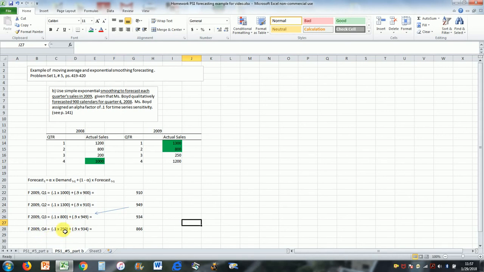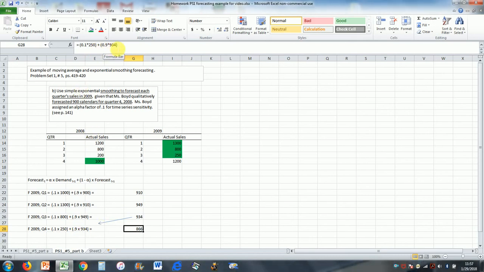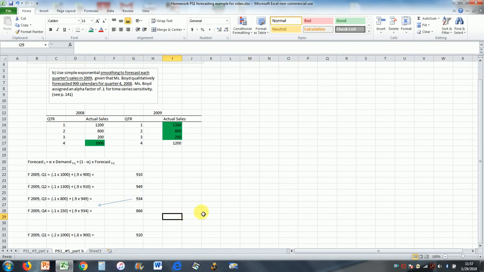And then last but not least, our last forecast requirement, quarter 4 of 2009, we take the actual demand, which we got right here. We use the last previous forecast, which is right here, and then we add those together after multiplying them times the alpha factor and the 1 minus the alpha factor, respectively, and you come up with 866. Okay? Pretty neat, huh? So that satisfies part B.